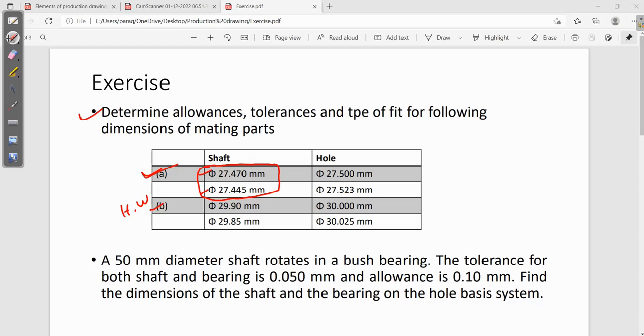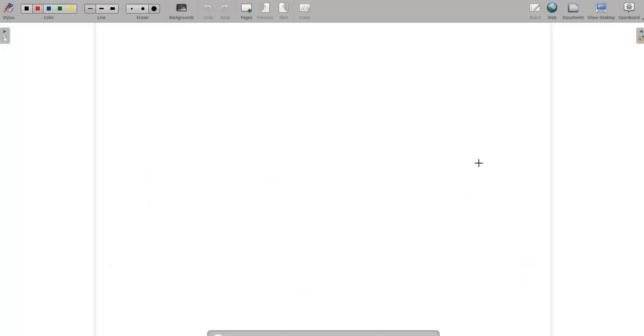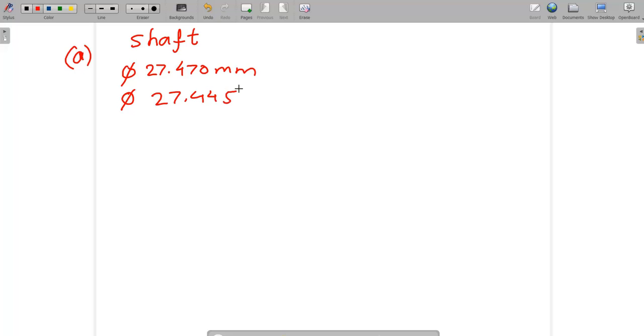Okay, so without wasting any time, I will solve this first question. Just see what I do. So question A, shaft dimension. First we will solve for shaft. For the shaft, whatever is given as diameter, as it is I write 27.470 mm, and diameter 27.445 mm.